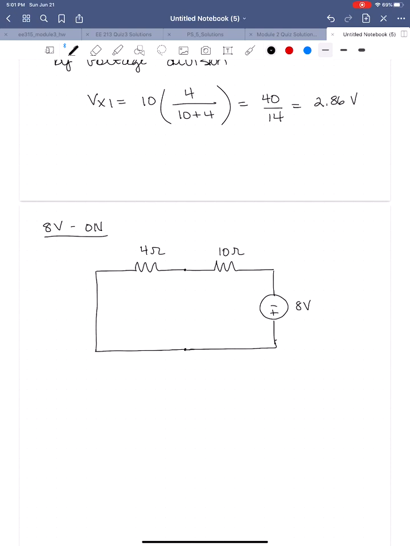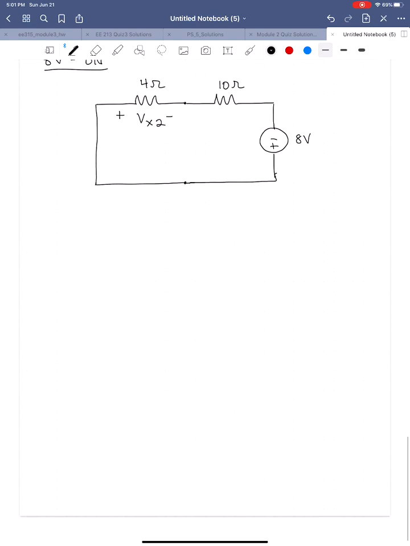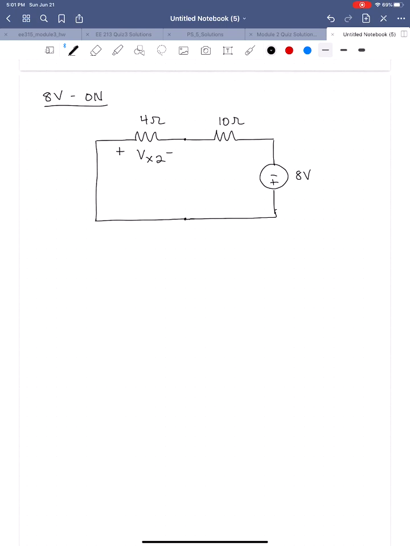Yeah, and so we're going to solve now for this voltage, Vx2, which is the second part of that voltage Vx that's a function of only the 8 volt source. Okay, and I'm going to do voltage division again here because we still have a voltage divider. The source is on the other side of the circuit, but it's still voltage division.